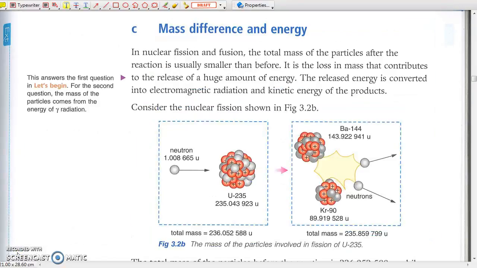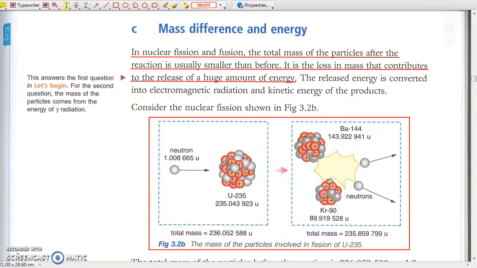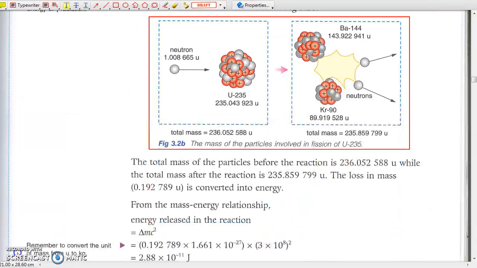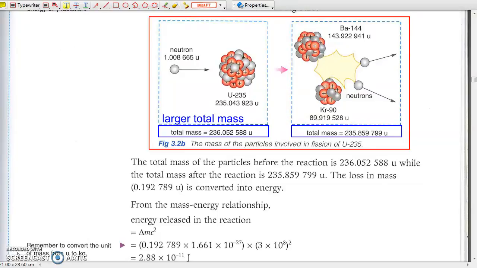C. Mass difference and energy. In nuclear fission and fusion, the products are usually more stable, and so the total mass of the products is smaller than the reactants. The loss in mass is converted to energy in the form of electromagnetic wave or kinetic energy of the products. For the typical fission of uranium-235, the total mass of the reactants is larger than that of the products on the right.